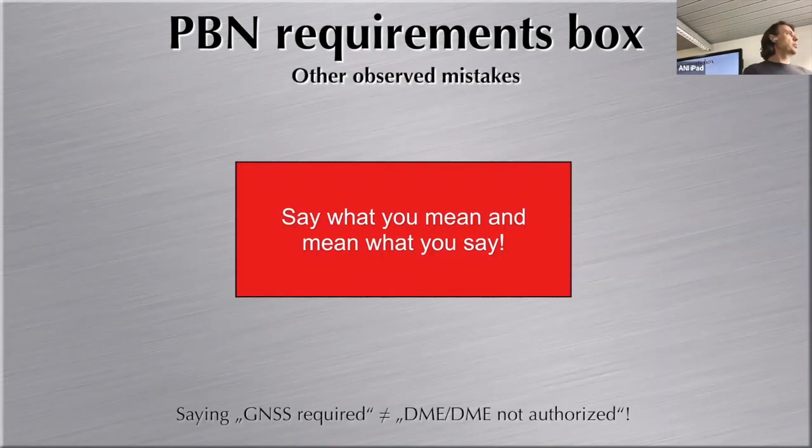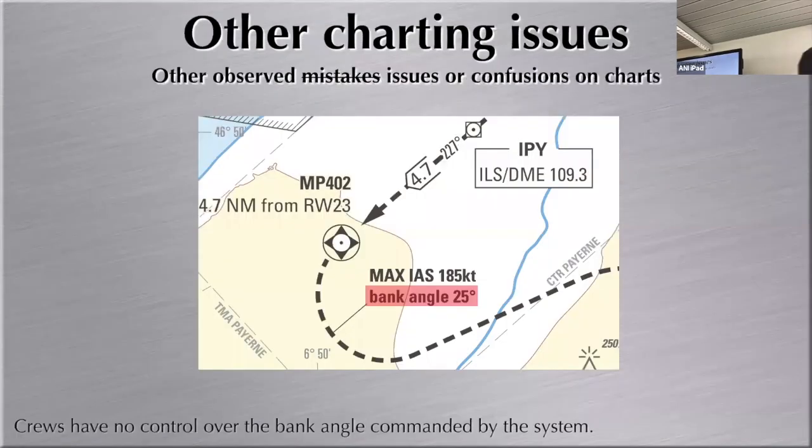Other observed mistakes: say what you mean and mean what you say. If, for example, on an RNAV 1 SID, you put GNSS required, but actually what you want to say is that DME is not allowed, you're not saying the right thing. Because if you say GNSS required, I will say, yeah, I have GNSS, and now I'll fly the bugger with DME. So say what you mean and mean what you say. Very important.